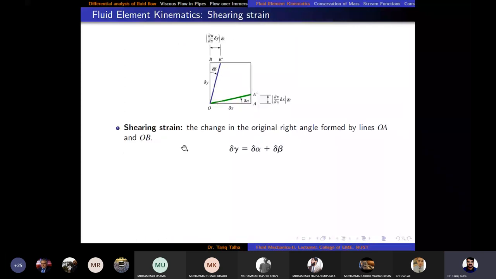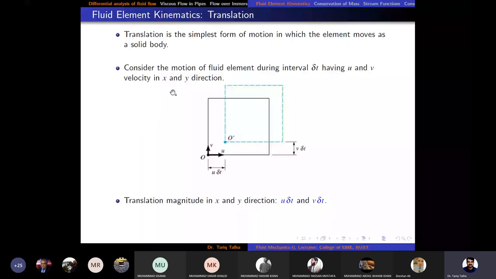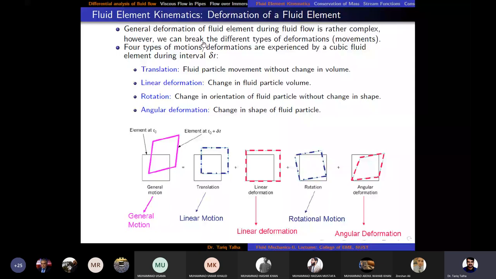Okay, so if you understand these four types of rotations or deformations, just to summarize: translation, linear deformation, rotation, and angular deformation. Just to make sure that we are on the same page, translation and rotation are rigid body motion. There is no change in volume or shape of the element. But for the linear deformation, there is change in volume, but no change in shape. For the angular deformation, there is no change in volume, but there is change in shape.